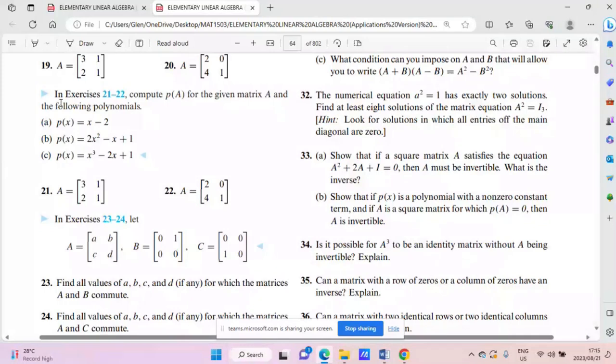In exercises 21 to 22, compute P of A for the given matrix A and the following polynomials. A, P of X is equal to X minus 2. B, P of X is equal to 2x squared minus x plus 1. C, P of X is equal to x cubed minus 2x plus 1. And our A is this matrix given in number 22.